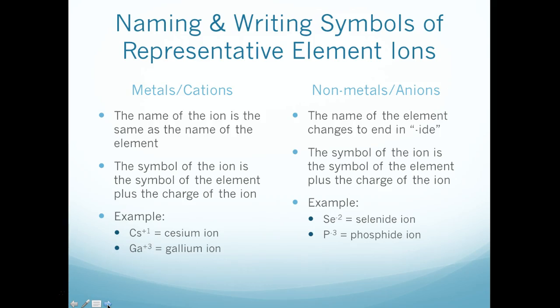On the other hand, the nonmetals or the anions change their name. So when you take a nonmetal and you add electrons to make it an anion, the name is going to change. We change the ending of the name to end in -ide. The symbol of the ion, just like for the cations, is going to be the symbol of the element plus the charge of the ion. So selenium, when it gains 2 electrons, will have a -2 charge. The symbol is Se-2, but it's called the selenide ion. Phosphorus, when it gains 3 electrons, has a symbol P-3, and it is called the phosphide ion.